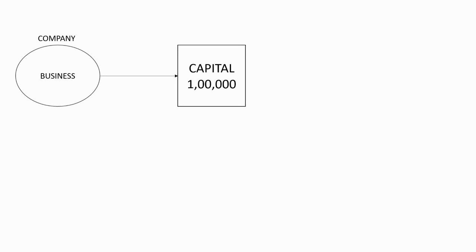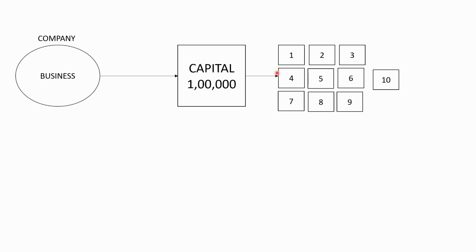Suppose you started your business and you want to collect the capital of rupees 1 lakh. What you could do is, you can divide the ownership of your company into 10 parts. So I can call it 10 shares, and sell each of these shares for rupees 10,000. If you sell each of the shares for rupees 10,000 and you have 10 shares, so 10 into 10,000 will give you rupees 1 lakh. So this is one possible way of doing the division.